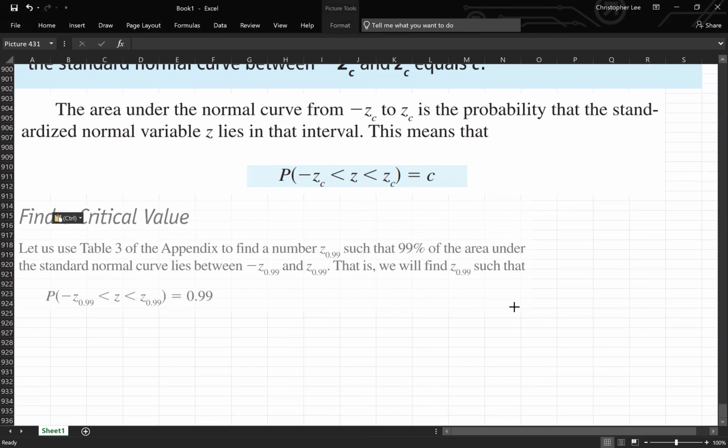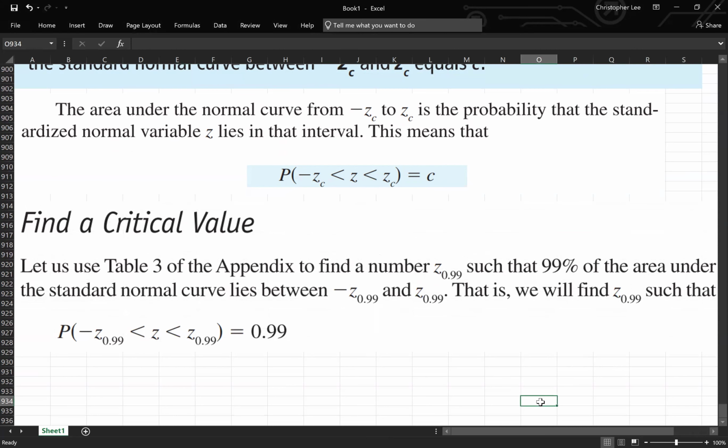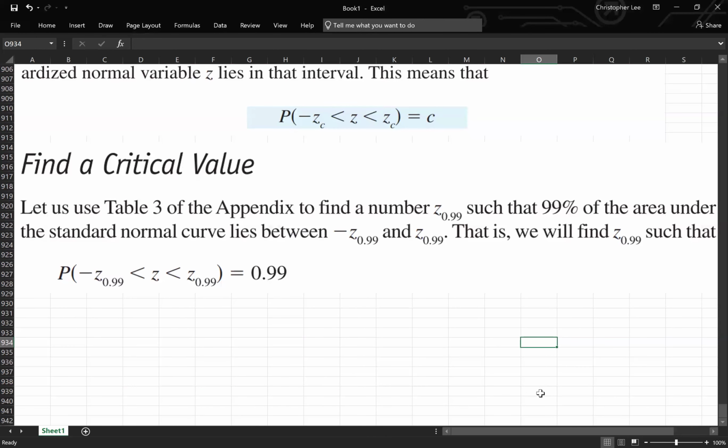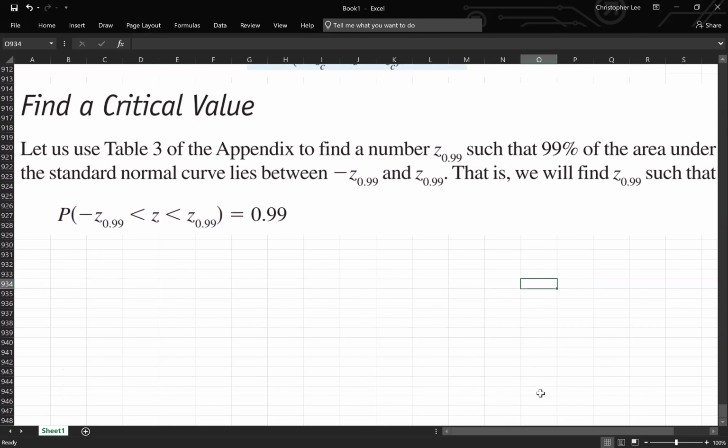So in this example, we want to find a critical value. We're going to use table 3 of the appendix to find a number for Z 0.99, such that 99% of the area under the standard normal curve lies between negative Z for 0.99 and positive Z for 0.99. So we will find Z 0.99 such that the probability of negative Z 0.99 less than Z less than Z 0.99 is equal to 0.99.